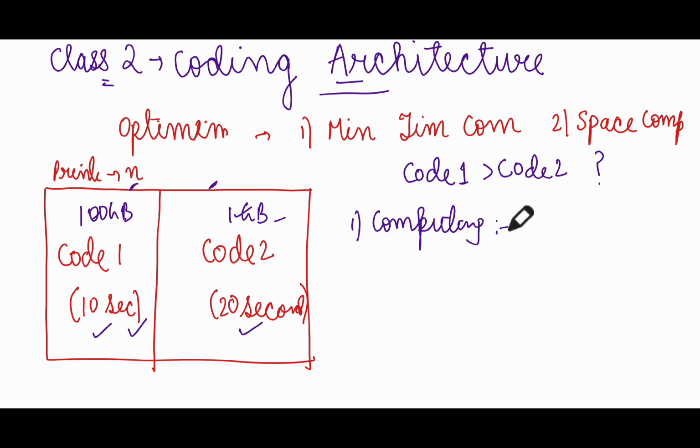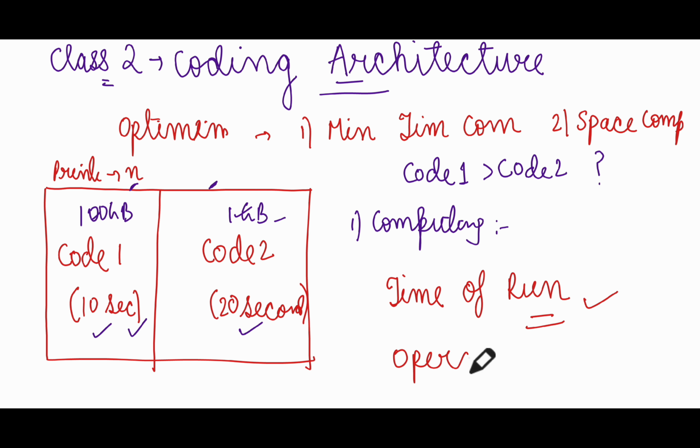So what do we infer from this? We infer that when comparing any two codes, simply measuring the time of the run is not the right way to judge which code is better. Whenever we speak about time complexity, we don't mean that this code runs in less time, so that code is better. No, we don't decide whether a code is good or not based on time. We decide it based on the number of operations that particular code is performing. We will discuss this in detail right now, what we mean by number of operations.